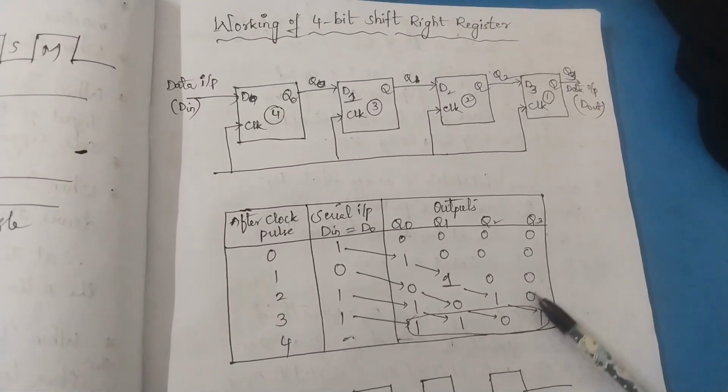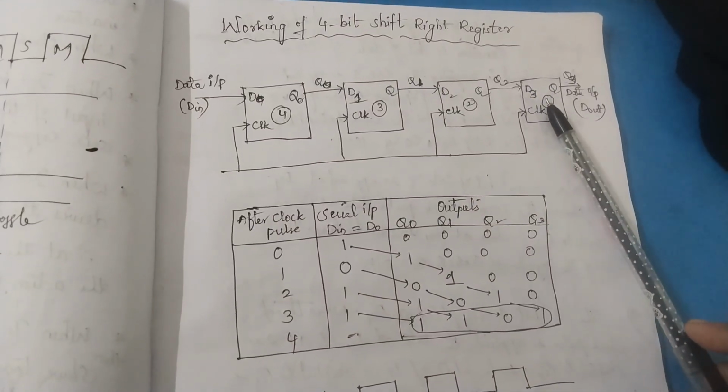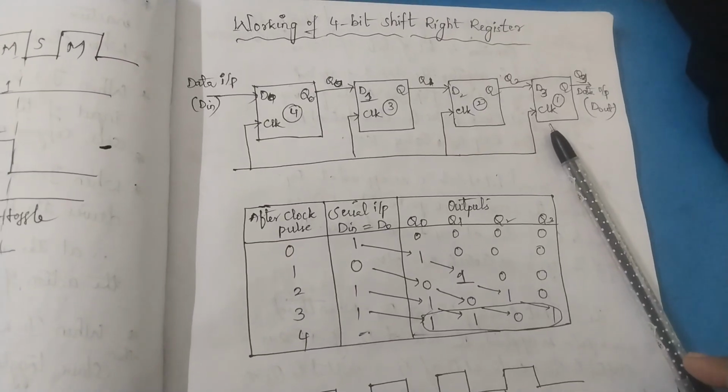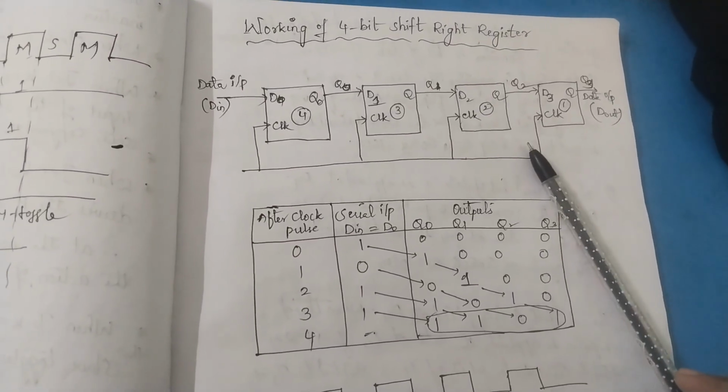So let's start today's topic, that is working of 4-bit shift right register. This is also one of the important 5 mark questions from part C, digital electronics subject, which is common to ECE, instrumentation branch, electrical branch and computer science branch.